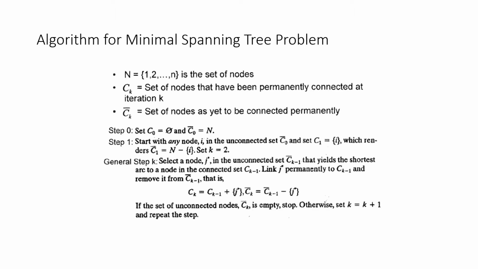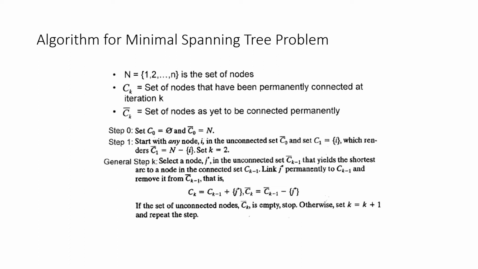The algorithm to solve the MST problem is pretty straightforward. It's a greedy algorithm where you start at any node in the network and then you find the shortest connection from this node to any other node. And then you include that in your solution. So you have now two connected nodes. And now for these two nodes, you will find the third node that is the shortest connection to either one of them, and so on.